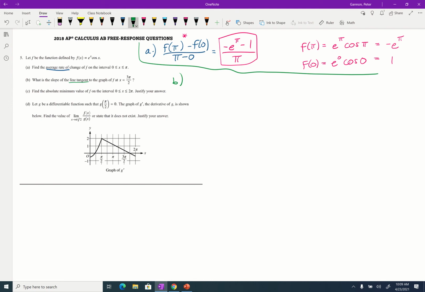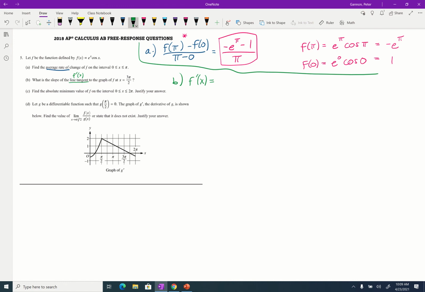So the slope of the tangent line at 3 pi over 2 is going to be equivalent to the derivative at 3 pi over 2, because that's what the slope of the tangent line is. Okay, slope of the tangent line is f prime. So first thing we're going to do is calculate the derivative of f.